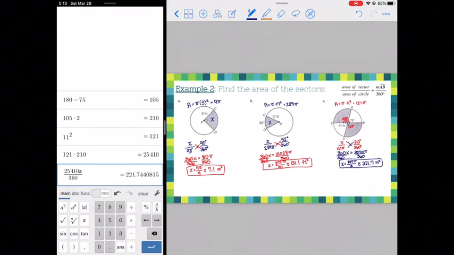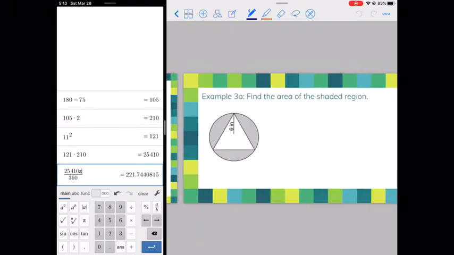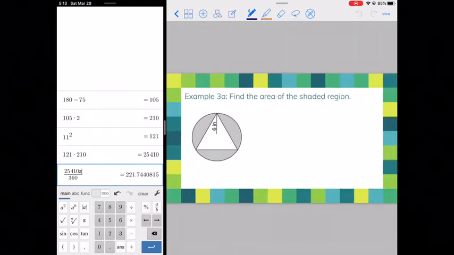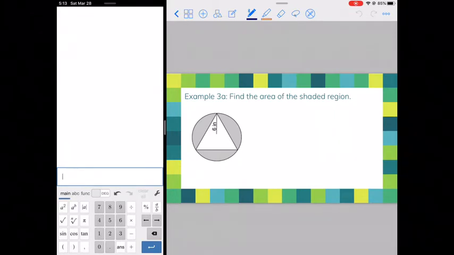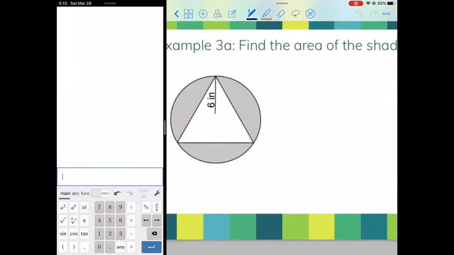So with this process, we can use this, or we can use other things that we know to figure out shaded areas that have to do with circles. So on this first one where we're finding the area of the shaded region, I have an equilateral triangle inscribed inside of a circle. So what I have to do to get the shaded area is I need to find the area of the whole circle, and then I need to subtract the area of that equilateral triangle. So let's start out by looking just at that circle.